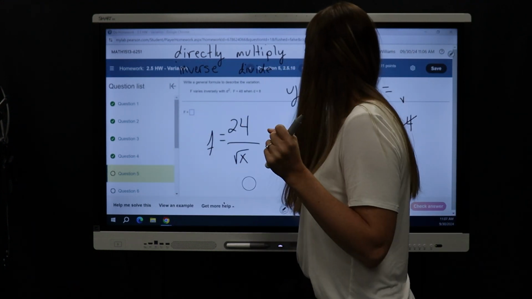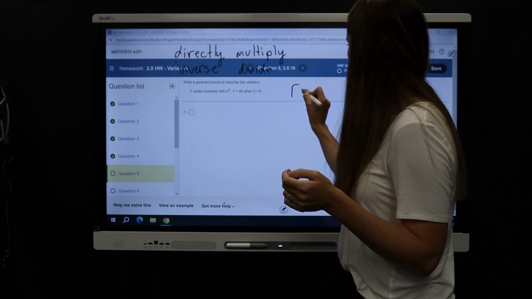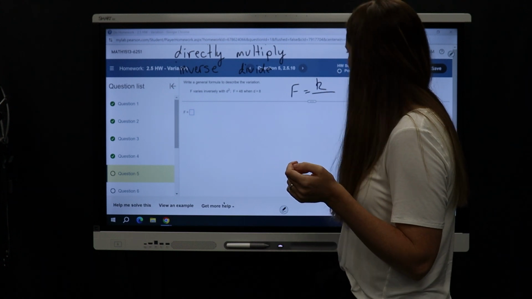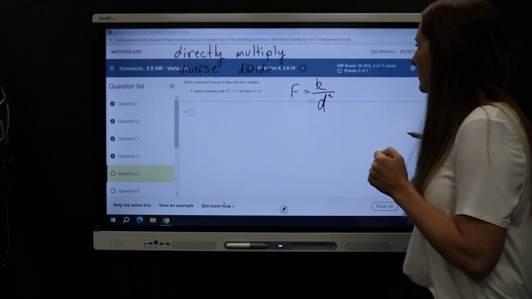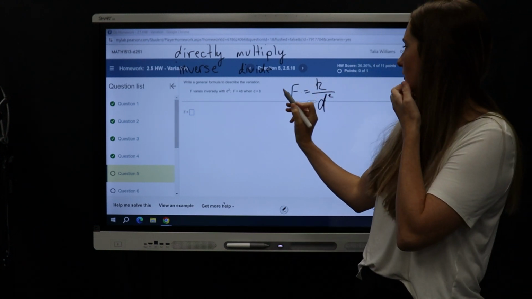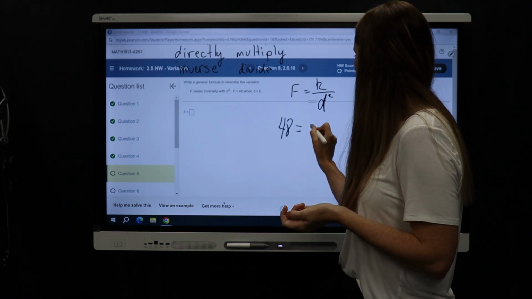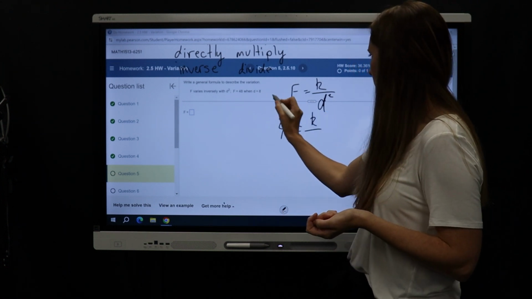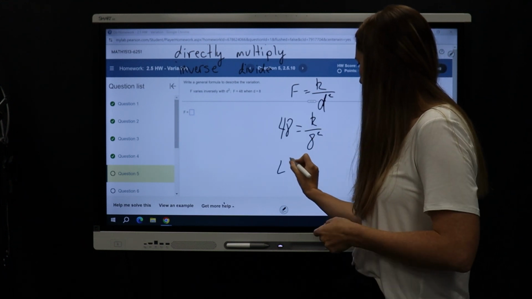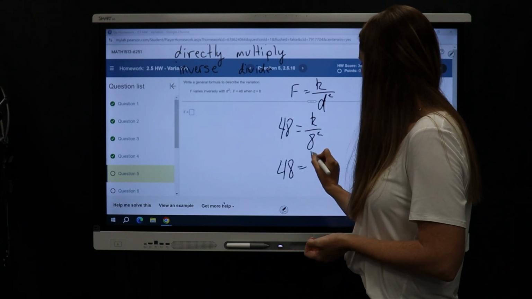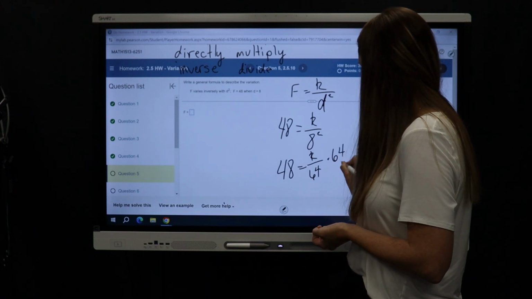Okay. F varies inversely, so k over something, with d squared. That looks like an a. Then plug in your values. So 48 equals k over, d equals 8, and 8 is squared. This is going to be a big number. So 48 equals k over 64, and then we have to multiply both sides by 64.